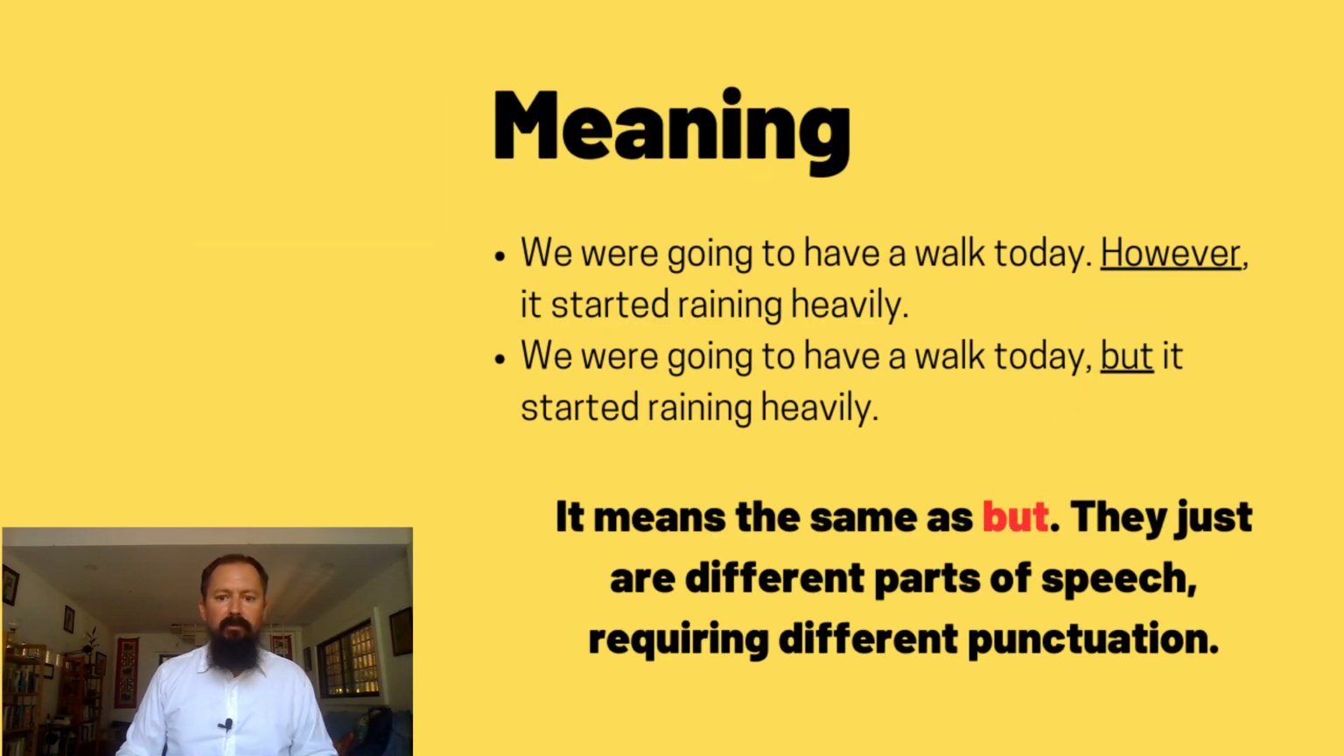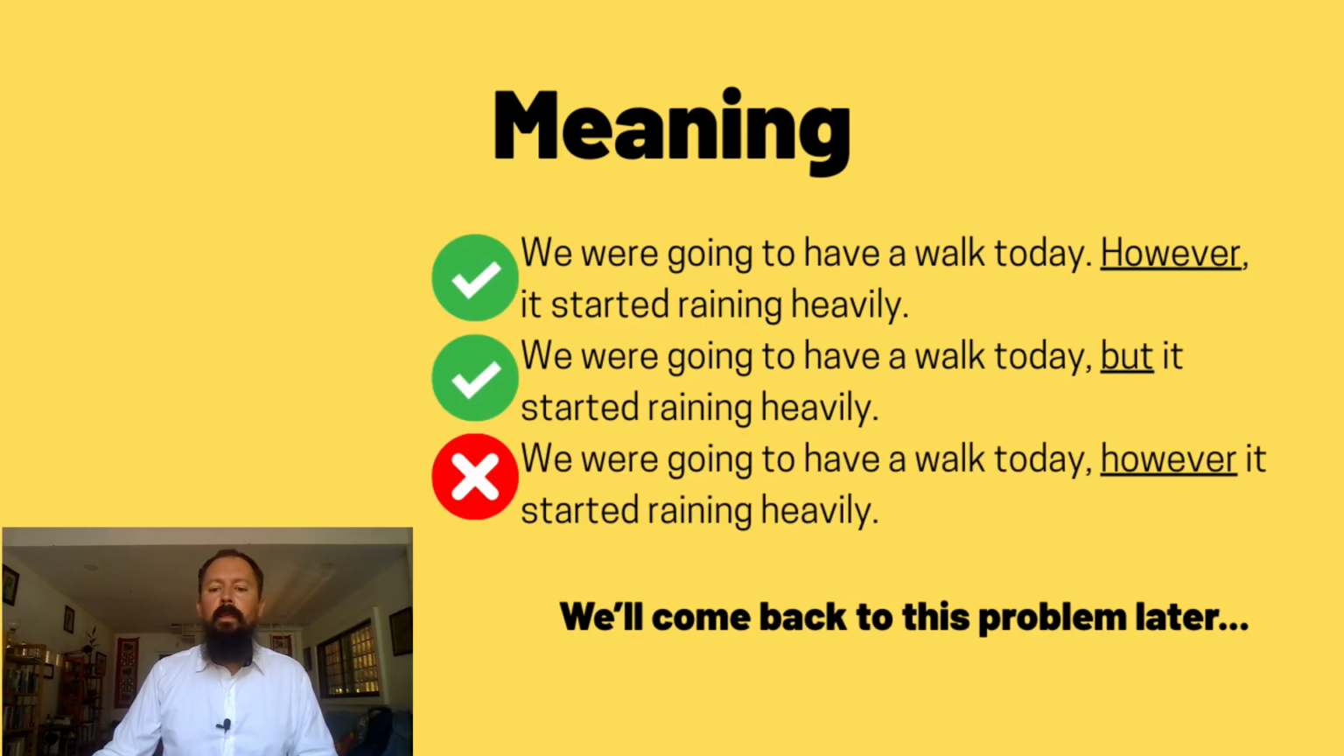First of all, hopefully everybody knows the meaning of however, which is basically the same as but. If we have a sentence and then another sentence that shows a very contrasting idea, we might use however or but. They're basically the same, but one is more formal than the other, and that's the word however. They are actually different parts of speech and they require different punctuation, as we'll see in a moment.